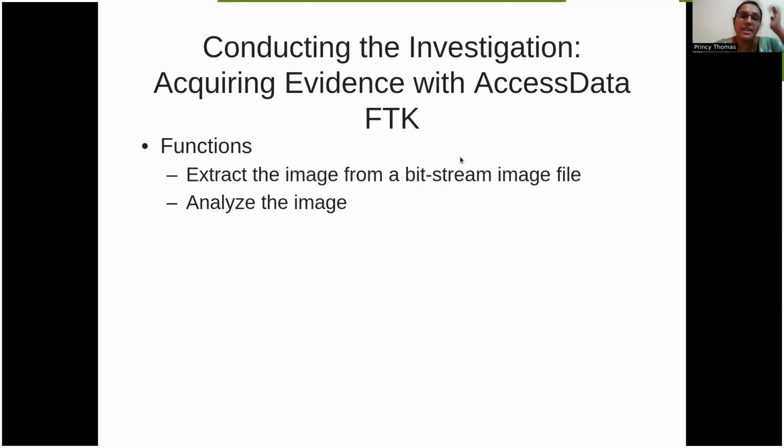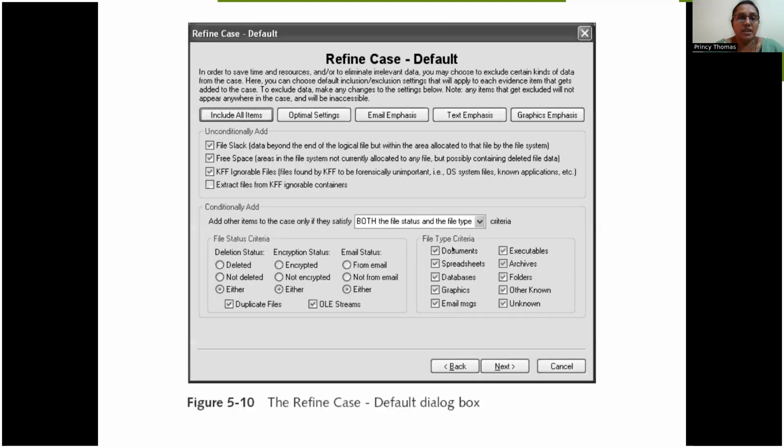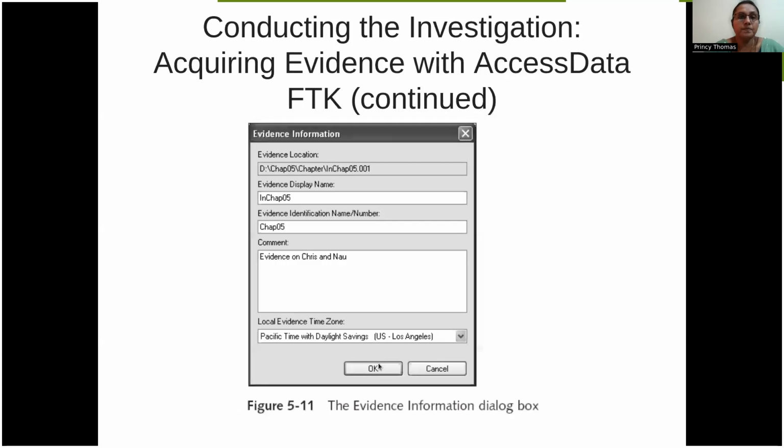Now, conducting the investigation using FTK: extract the image using bitstream imaging and analyze the image. To do this, default provisions are there in FTK. This is to do the reviewing. All items, optimal settings, email emphasis, text emphasis, graphics emphasis: lots of provisions are there to refine a particular case. Depending on what we require, we can select the kind of things that we require.